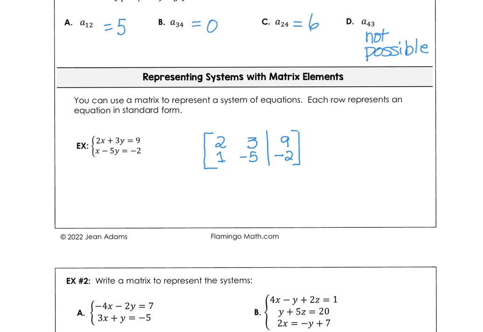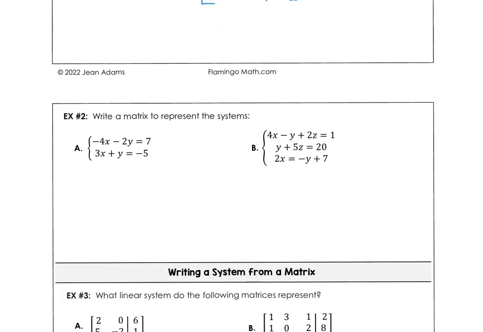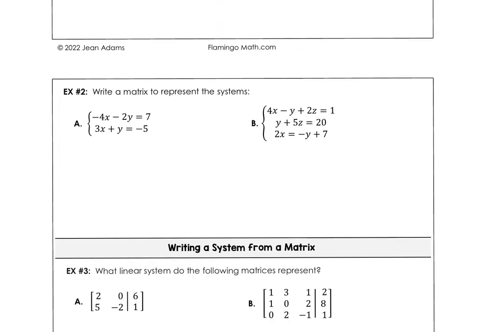Let's look at example 2. We want to write a matrix to represent the systems. So in this first case, matrix A, we could call it matrix A for example A, would be -4, -2, 7, and then in row 2 would be 3, 1, and -5, and then the vertical line to break for the equal sign.